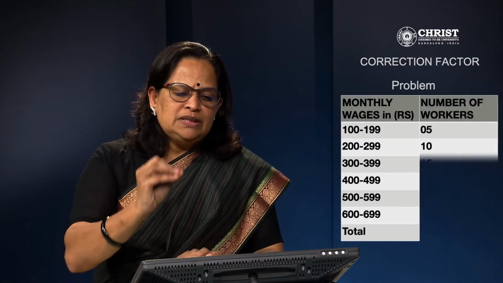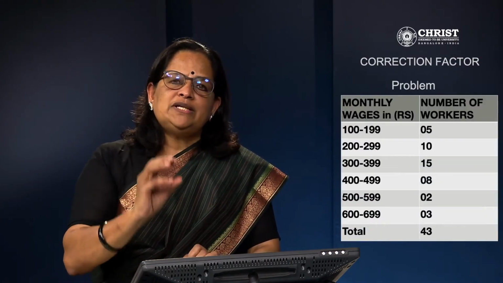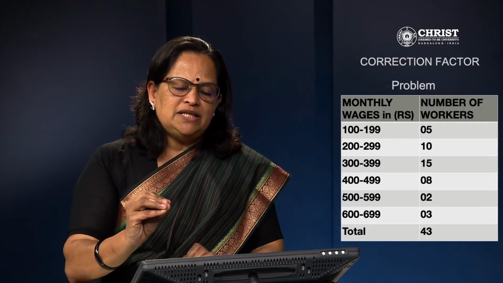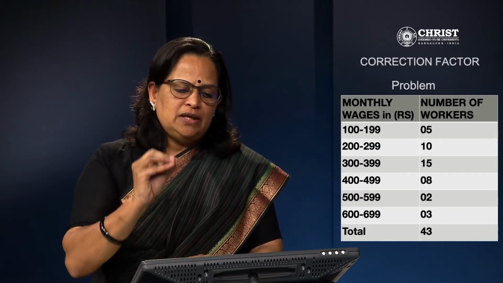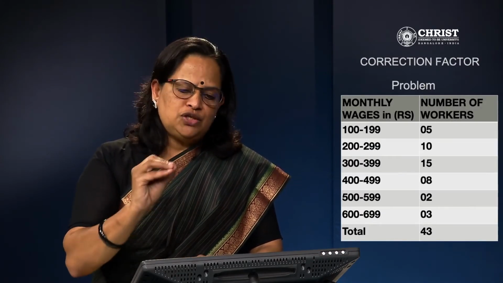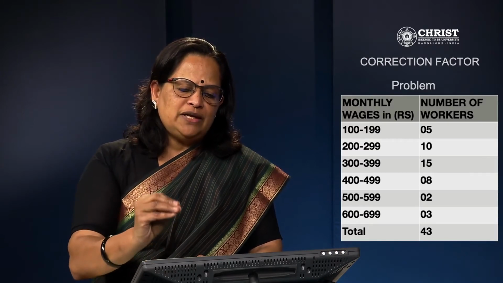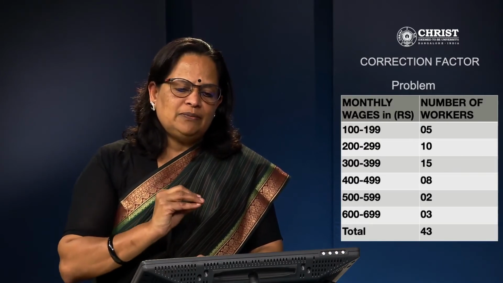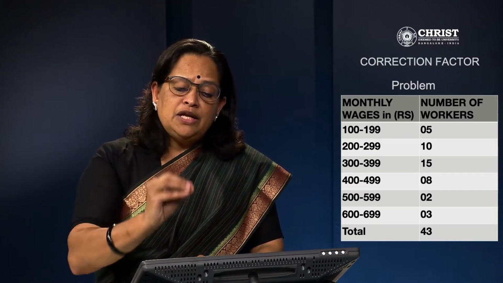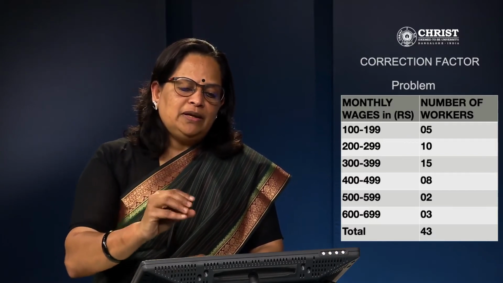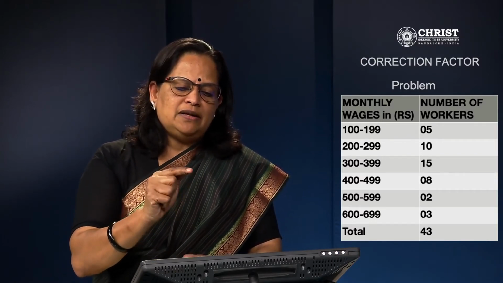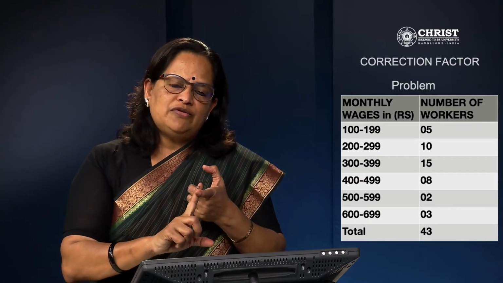I am going to make this clear with the help of an example. See, for example, the classes we got are 100 to 199, 200 to 299, 300 to 399, 400 to 499, 500 to 599, 600 to 699. So this is an inclusive class. Now how do you take the correction factor?